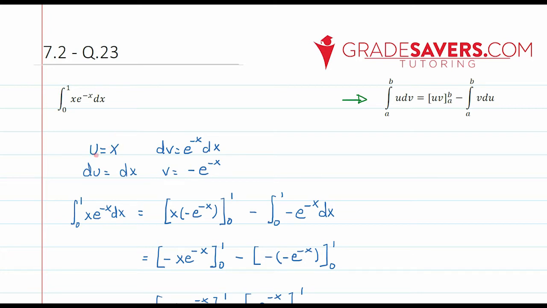So we'll select our u to be equal to x in this case. So everything else that remains becomes our dv. dv is then e to the negative x dx. In order for us to find du, we simply take the derivative of x, which is 1, and we slap on a dx. 1 times dx is simply dx. In order for us to find v, we find the antiderivative or integral of e to the negative x, which is simply negative e to the negative x.